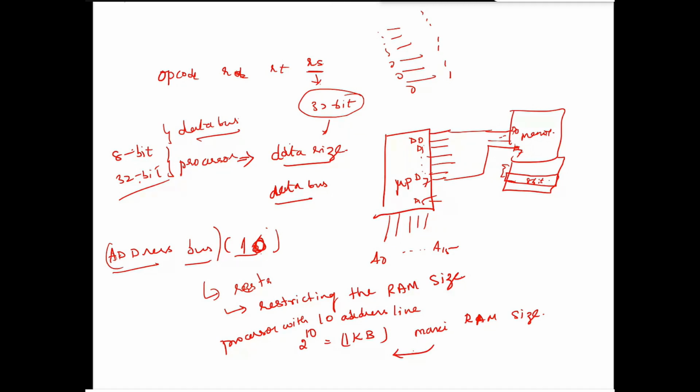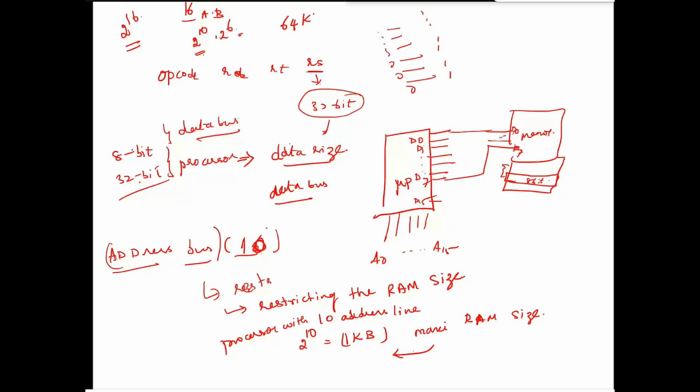Suppose we have 2 to the power 16, if the processor has 16 address bus lines. What is the maximum RAM we can add to that? If you want, you can split it into 2 power 10 into 2 power 6. 2 power 10 is 1 KB, and 2 power 6 is 64. So 64 KB. If your processor has 2 to the power 16, the maximum is 64 KB.